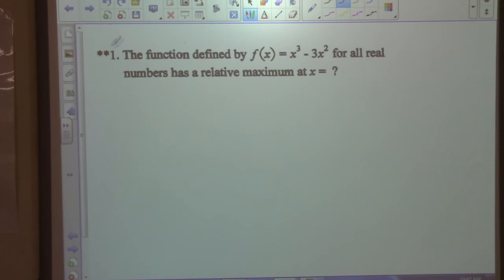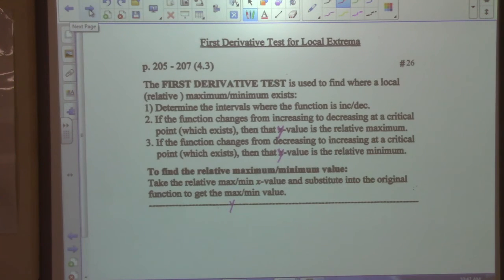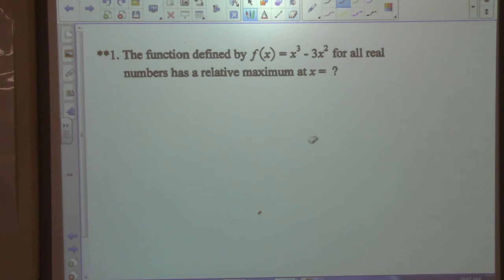Okay, let's go on here. The function defined here for all real numbers has a relative minimum at x equals question mark. So I want you to go ahead and apply your understanding there of note card 26, is it? To do that one.